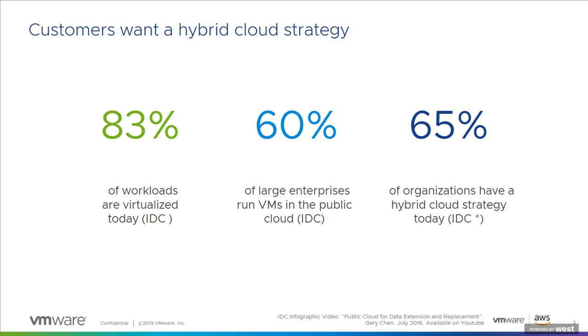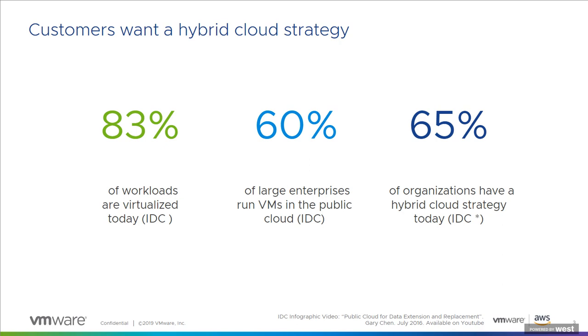So what we tend to see when talking with customers is customers want a hybrid cloud strategy. We find that customers today, they have a clear strategy of where they want to go when it comes to on-prem and when it comes to private cloud and public cloud. And what we tend to see is that around 83% of workloads are actually virtualized today. And 60% of large organizations or large enterprises actually run VMs inside public cloud already. So it's a natural fit.